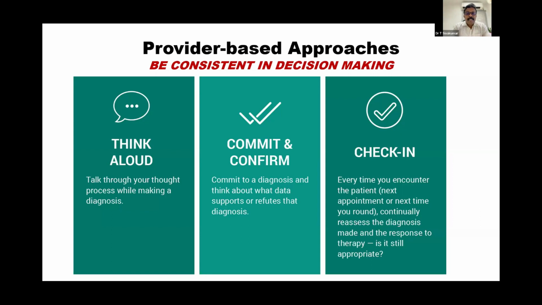Commit and confirm. Commit to the diagnosis and think about what the data support or refute about that diagnosis. The patient may come with a clinical diagnosis. Just a simple example: kids less than 15 years will be coming to us with abdominal pain. Pain, vomiting, fever: the normal thought process is to go for appendicitis. And if you check an ultrasound, it may also show thickening of the appendix, maybe chronic or recurrent appendicitis.